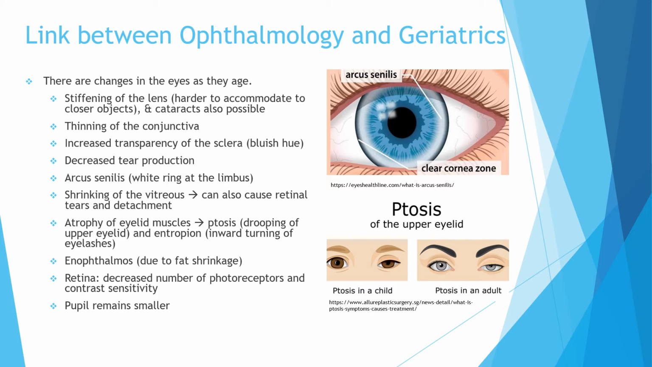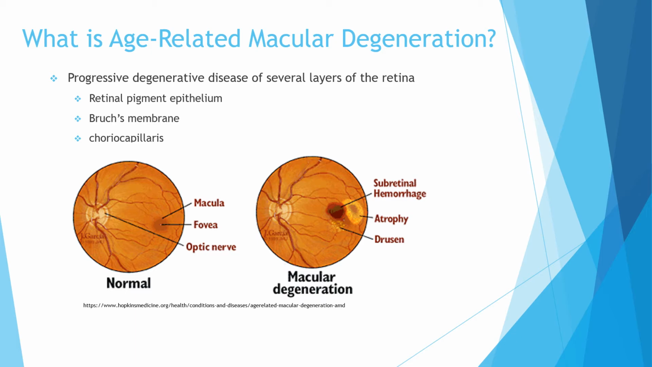Finally, vitreous, or the gel within the body of the globe, shrinks over time. As we age, this is a natural phenomenon that is noted. And one harmful consequence that can come from this is that as the vitreous shrinks, it can also pull the retina behind it, and this can cause retinal tears and detachment in severe cases. One condition that is often observed in the senior population is age-related macular degeneration.